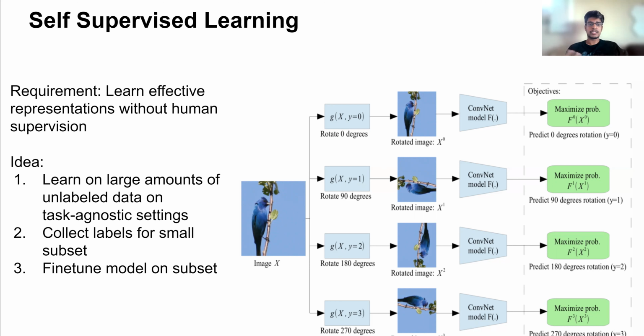You want to learn good representations, and you do not want human intervention or supervision, because getting those labels is very hard. So you use a large amount of unlabeled data, train on these simplistic tasks, and then you collect labels for a small subset of images for the actual task you want to perform, and you fine-tune your trained model on that subset, and there are gains because your model has already learned really good representations. So this is the idea in self-supervised learning.